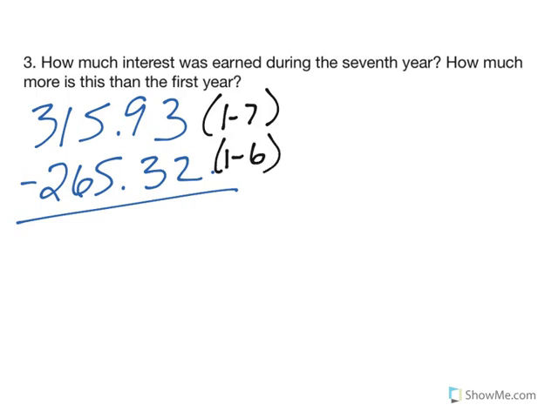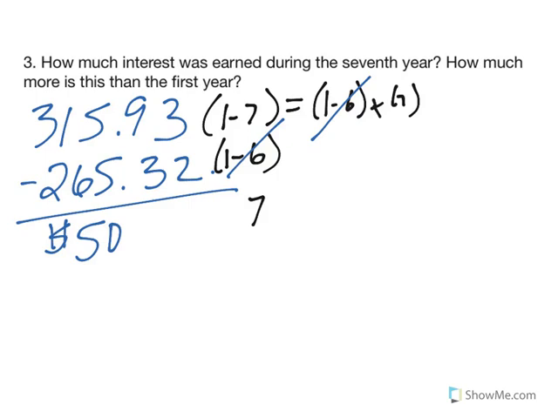This is years 1 through 6. If you subtract them, the only thing you have left is year 7, because this one is the same as 1 through 6 plus 7, if you can think of it that way. So when you subtract, these go away, and I'm just left with 7. So when I subtract these, I end up with an interest amount of $50.61. So in year 7, I am making $50.61 in interest.